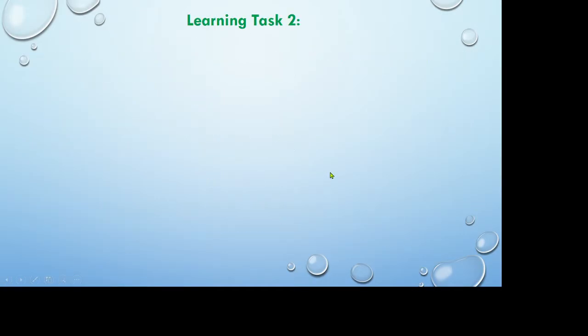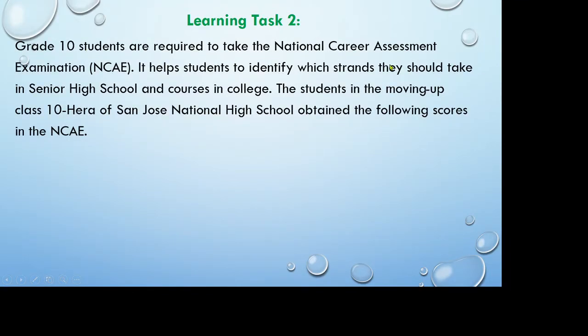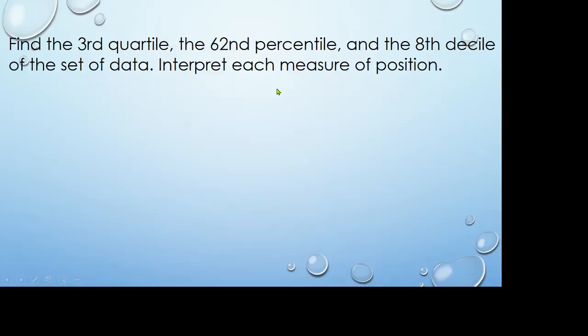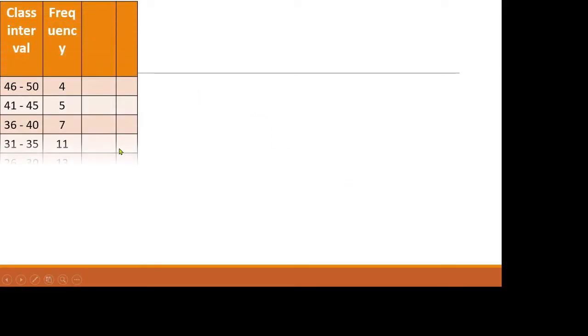Okay, next, learning task 2. So, ito naman ang problem. So, grade 10 students ang nag-take ng National Career Assessment Examination. So, dahil yan po ay naka-table, ang ibig sabihin ay grouped data ang hahanapin natin. At ang hahanapin natin ay itong Q sub 3, P sub 62, and D sub 8. So, dahil may table tayo, kukumpletohin natin ang table.